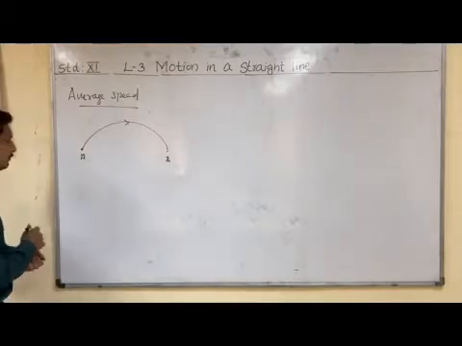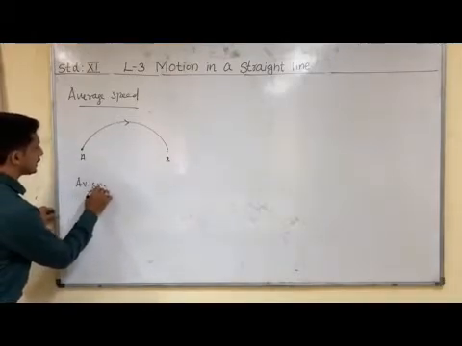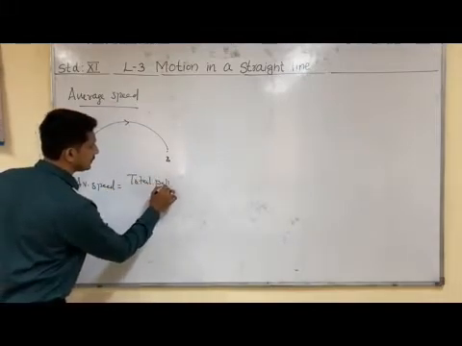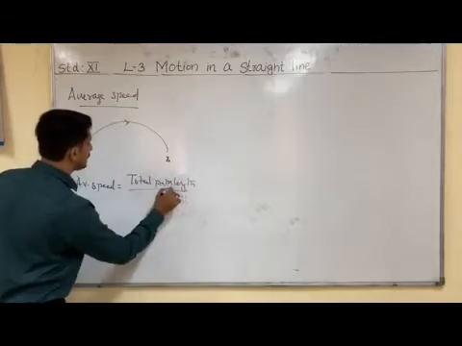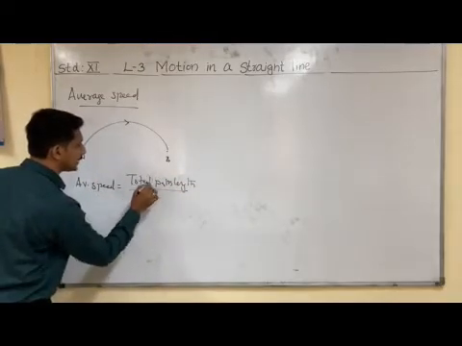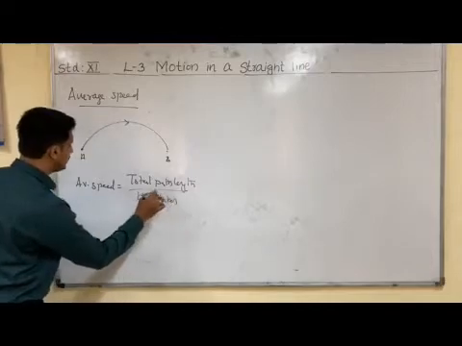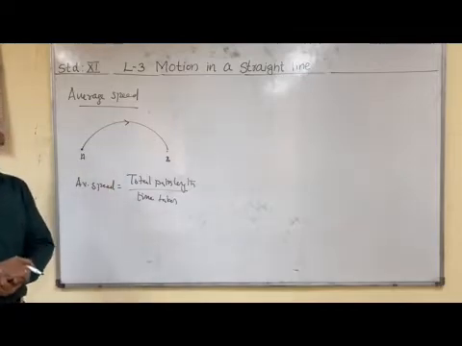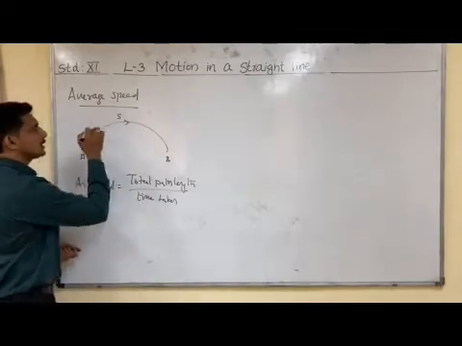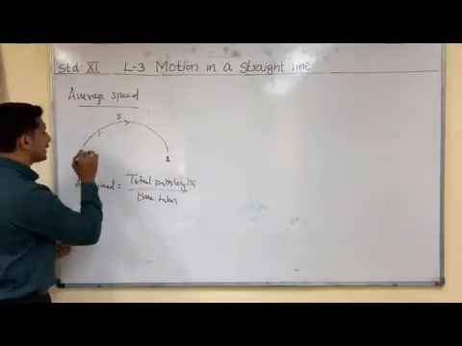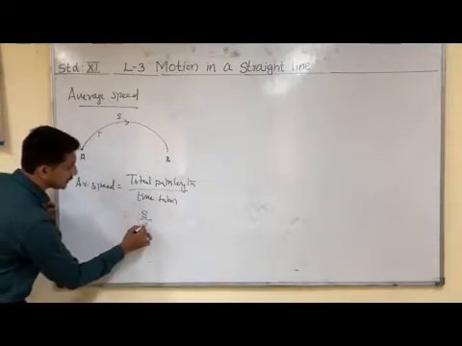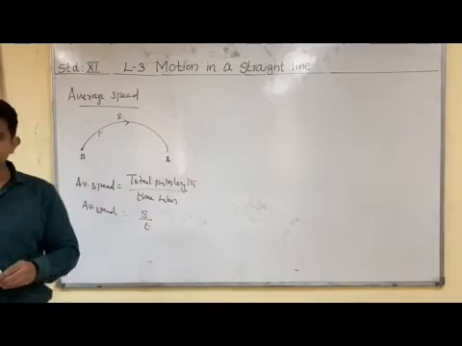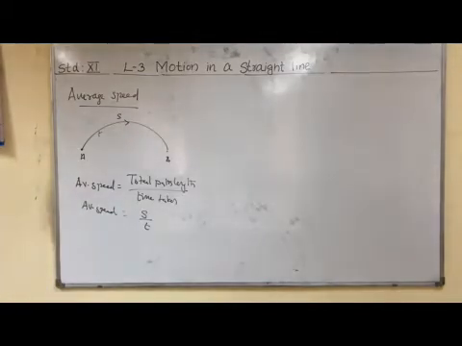So in this case, we can calculate the average speed of this object as the total path length divided by the time taken to reach point B. So the average speed is equal to total path length divided by time taken. Suppose S is the total path length and T is the time taken. So the average speed is equal to S by T. This is the way we can calculate the average speed of this object.